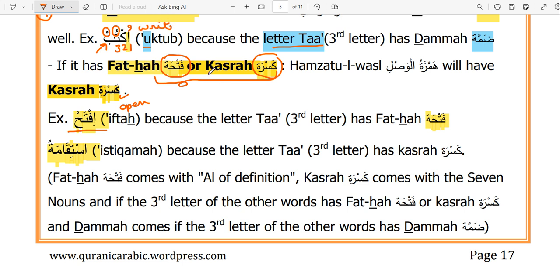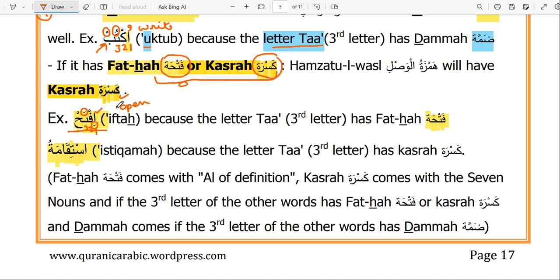So here, ifta. How do I know this hamzatul wasl will have a kasra? Count 1, 2, and 3. The third letter has a fatha. Now, if the third letter has a fatha or a kasra, sometimes the third letter may have a kasra, then in both cases, the hamzatul wasl will have a kasra. This is the second rule.